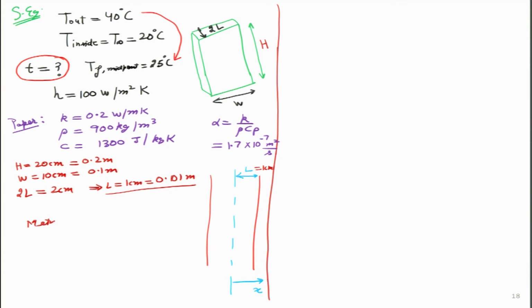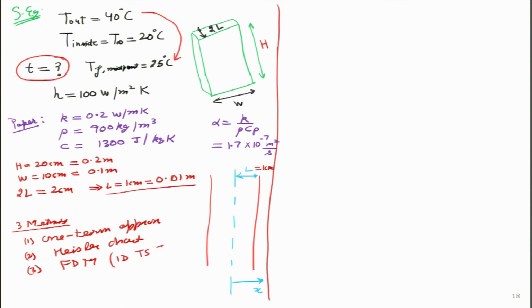I am going to use three methods to find the solution. One is the one term approximation. The second one, I will use the Heisler chart. And the third one is a program or code I have prepared using the finite difference method. It is a numerical technique which I will write as 1D transient state, and I will use something called the implicit scheme. Do not worry if it does not make sense, because this numerical method is something we are going to consider in detail in the next 2 or 3 lectures.